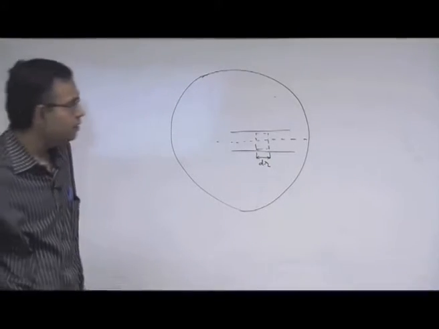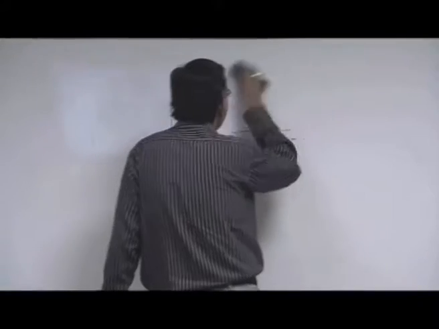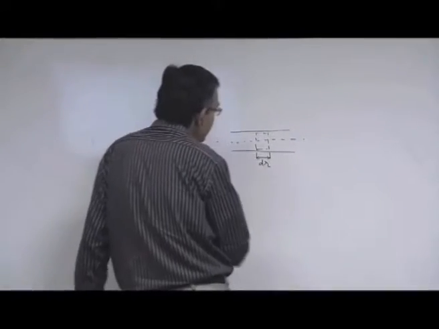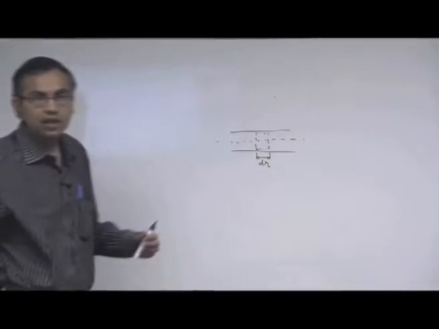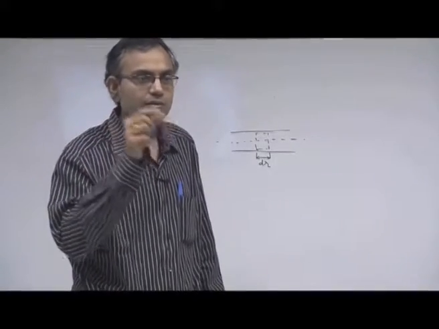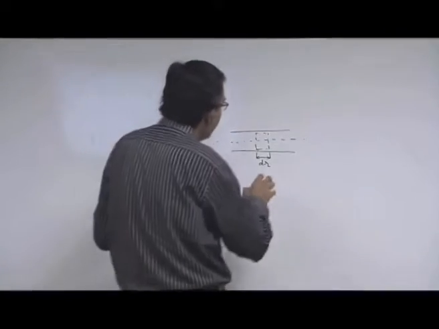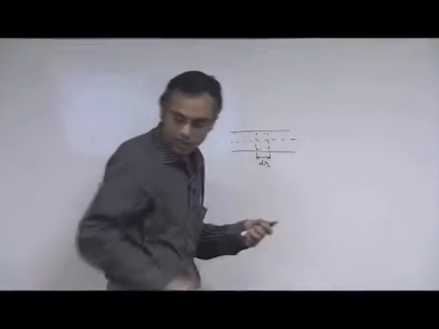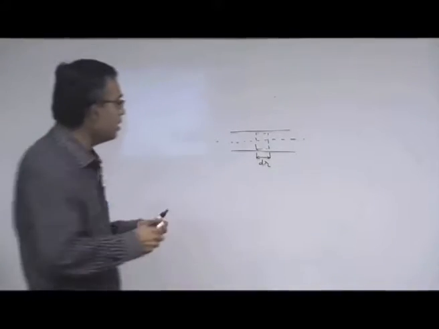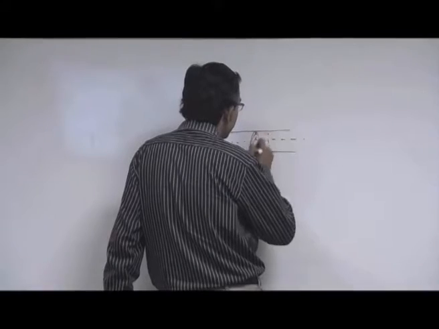and the area of the cross section of the channel is A. If it is of rectangular shape, then it is the width into height, but let us forget about the shape. Let us say that the cross sectional area of the channel, this cross section, this is A.